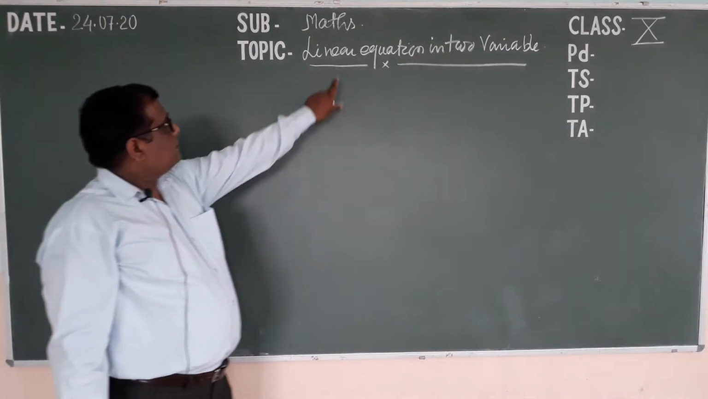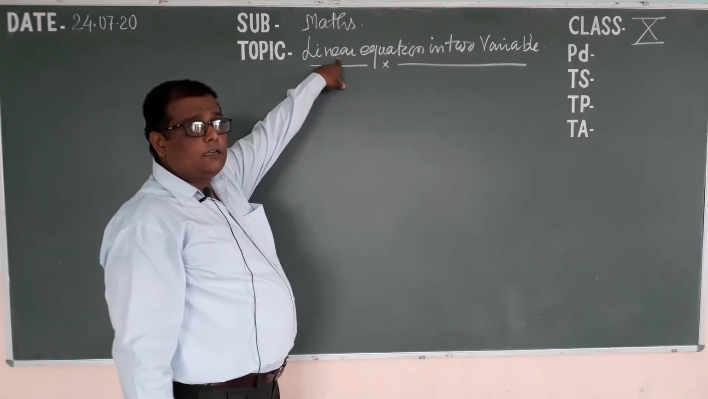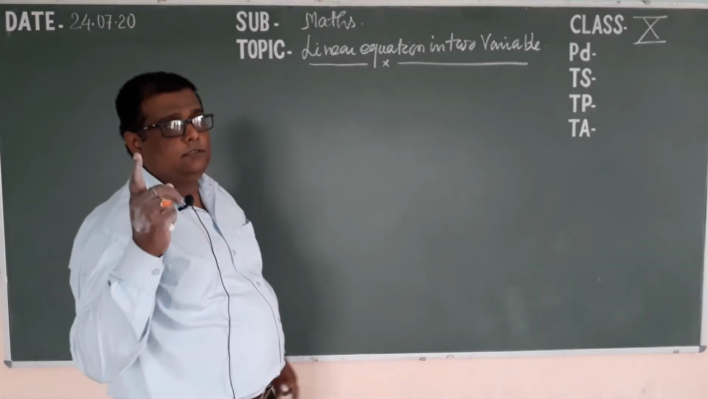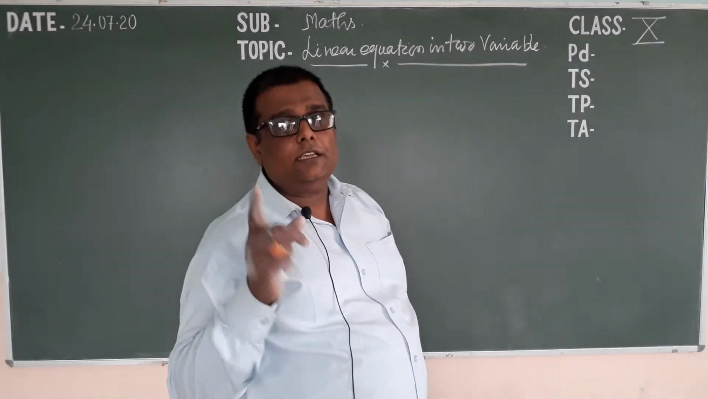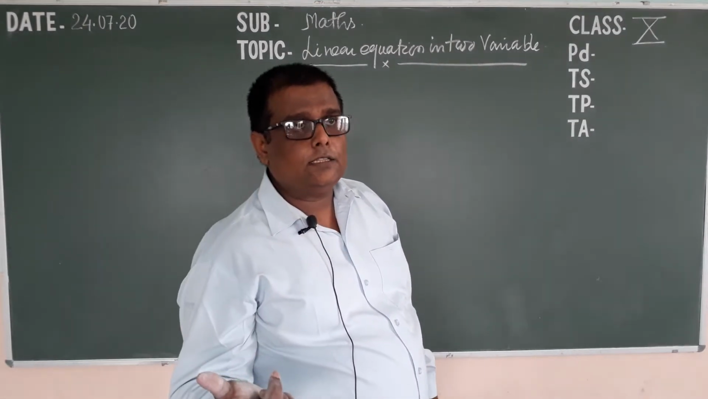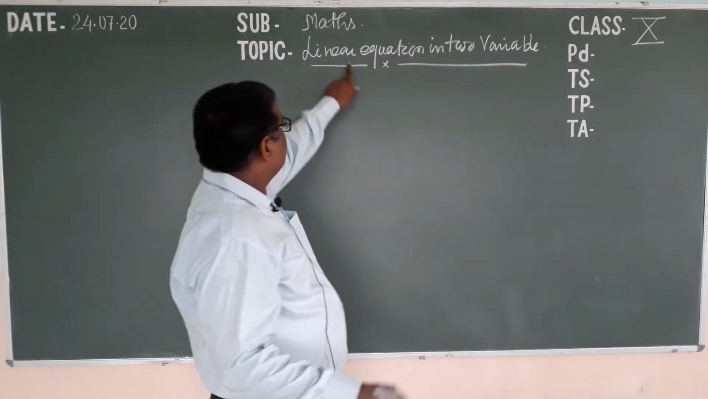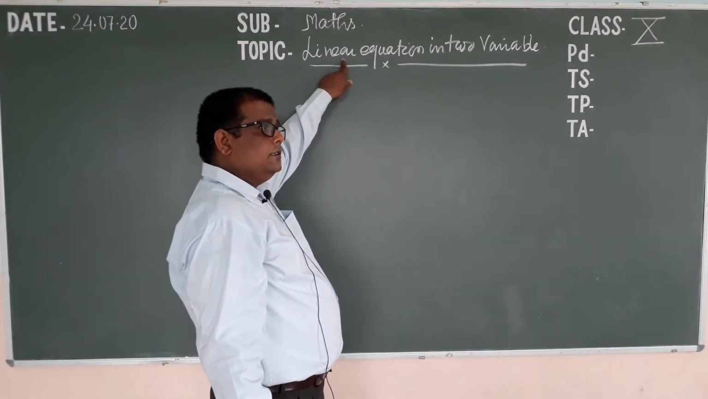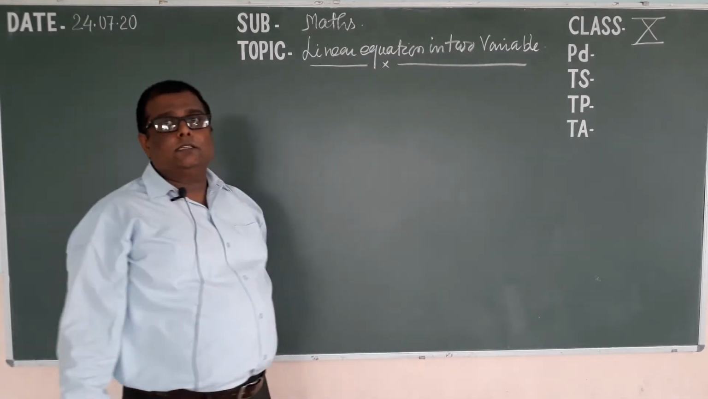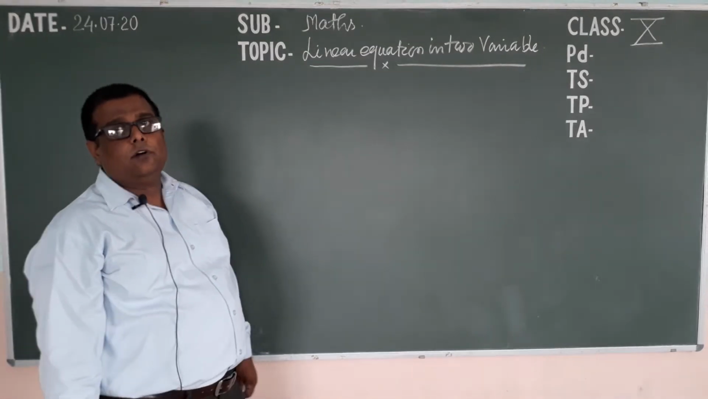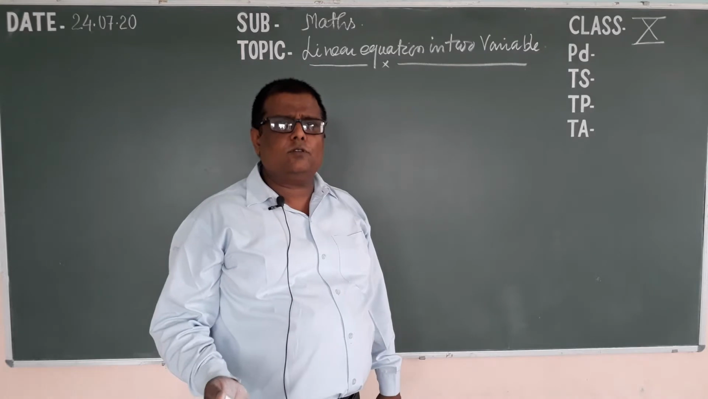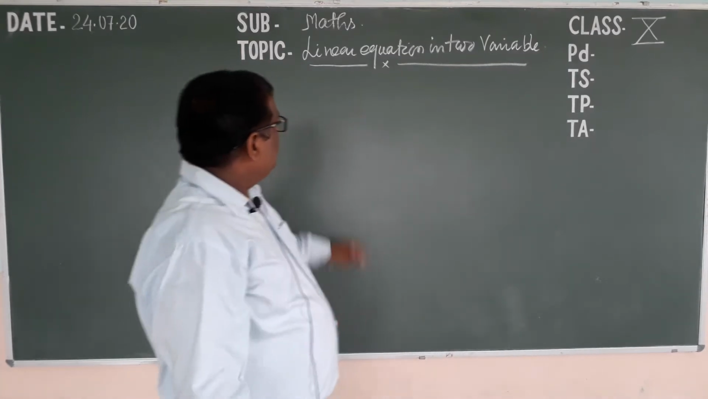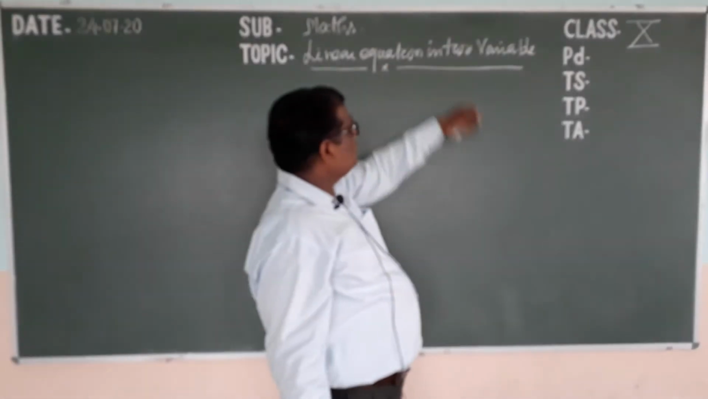In my previous lecture I told you that an equation whose degree is 1, a polynomial having degree 1, is known as a linear equation in one variable, meaning it is of the form ax plus b is equal to 0, where a is not equal to 0. Now what is the linear equation in two variables?